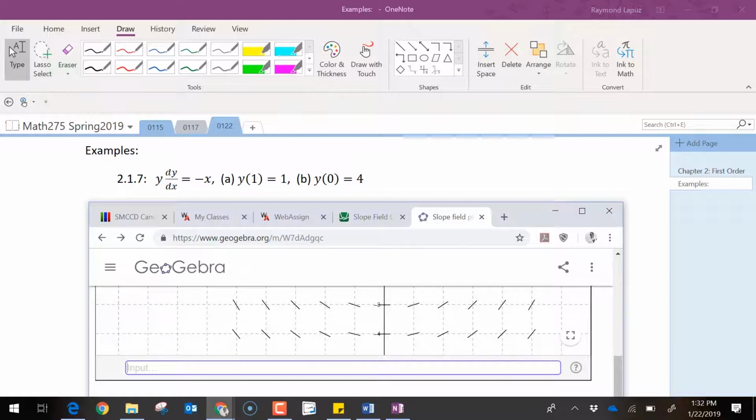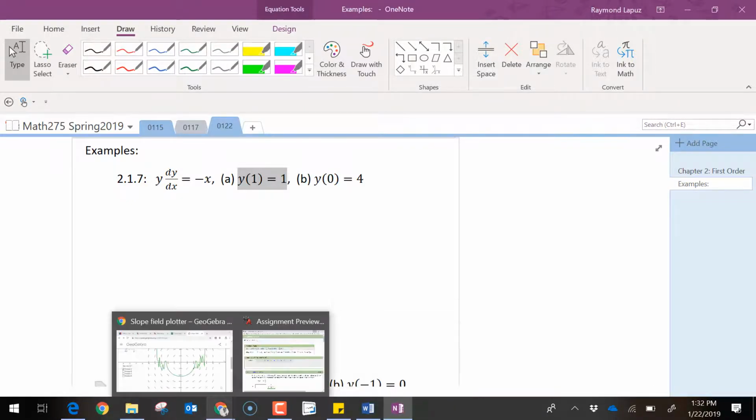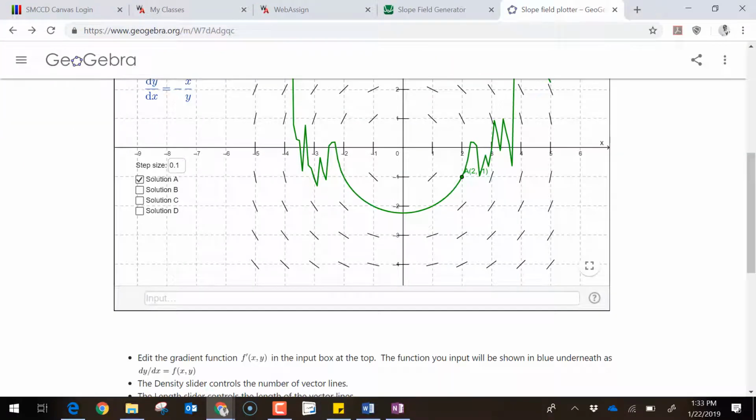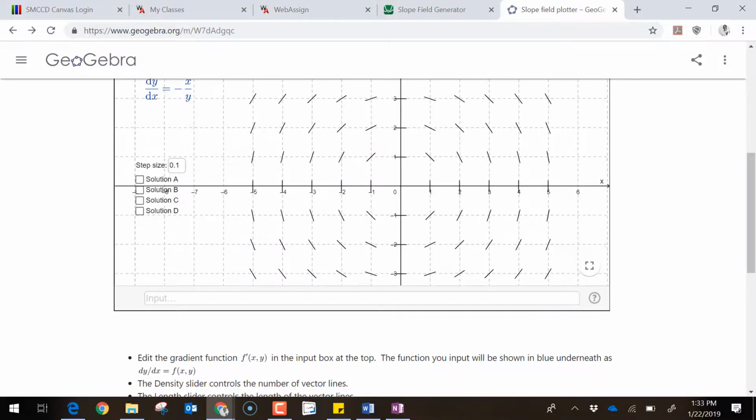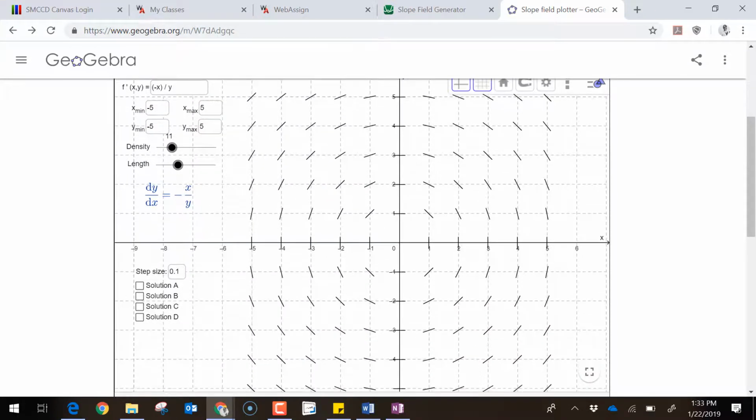What is that point? It's just 1, 1, right? Just looking at the point, x is equal to 1, y is equal to 1. So we're looking at the point 1, 1. If we just take a look at this without any solution curves, if you look at it carefully, it looks pretty circular, doesn't it? It looks like there's a bunch of circles going on here.